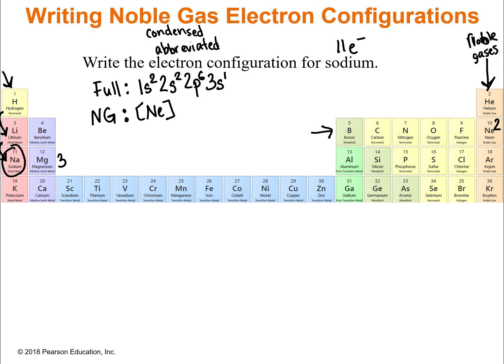If you were to write out the electron configuration for neon, it would be 1s2, 2s2, 2p6. So just writing neon in brackets means 1s2, 2s2, 2p6. Now we just have to add on the electrons in the row that sodium is in: 3s1. Much easier, much shorter, I know.